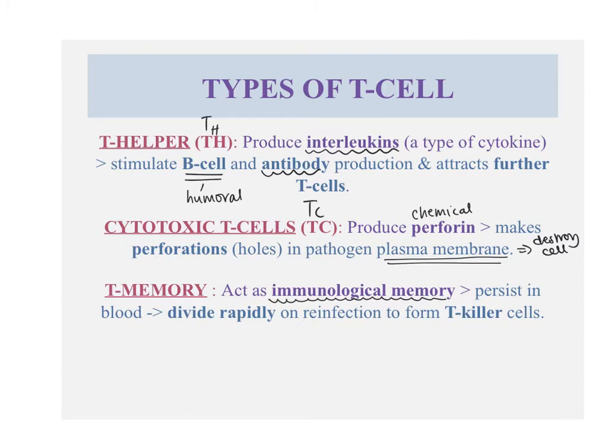Now, what they can do is when you get infected with the same pathogen again, they can super rapidly divide if you get reinfected, and they can form those T killer, those cytotoxic T cells to start perforating, producing perforin and destroying all your infected cells.